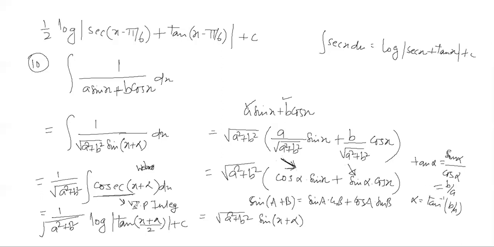Are you getting it? Very good. In place of alpha, if you wish, you can write the value tan inverse b upon a. Are you getting my point? Very good. Am I missing anything? No. A sin x. Very good.